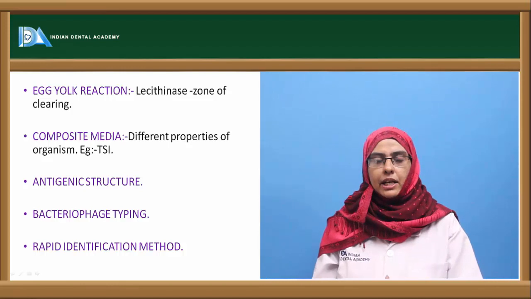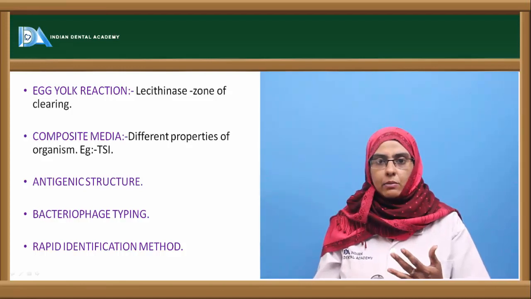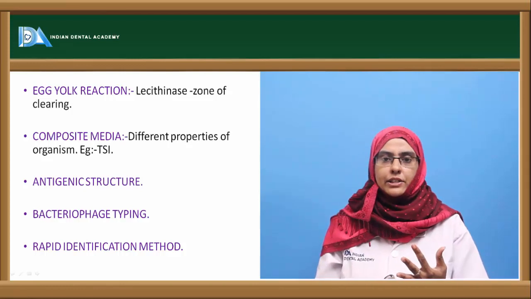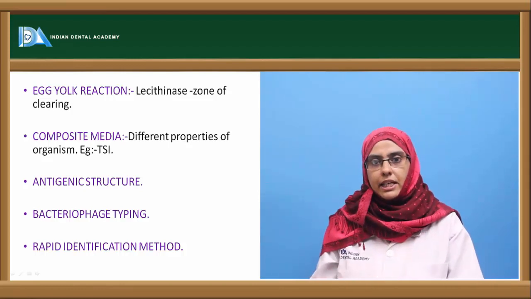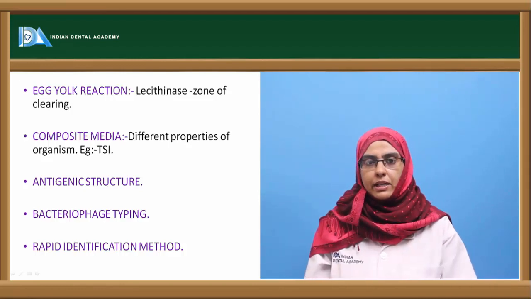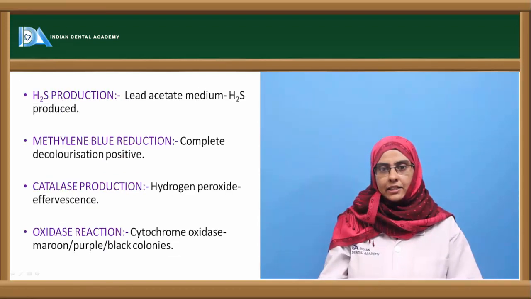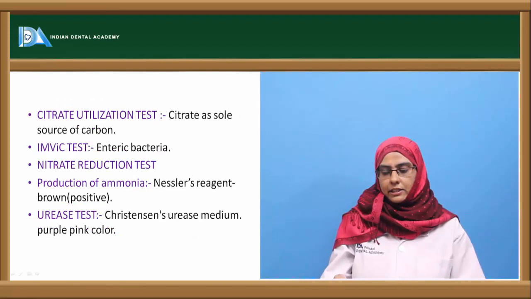On a single media you will know whether they are carbohydrate fermenting or not, whether they are gas producing or not, whether they are H2S producing or not. So a single media is enough for us to know the different biochemical properties of an organism. So these are the classical techniques that we use to identify the organism in the media.